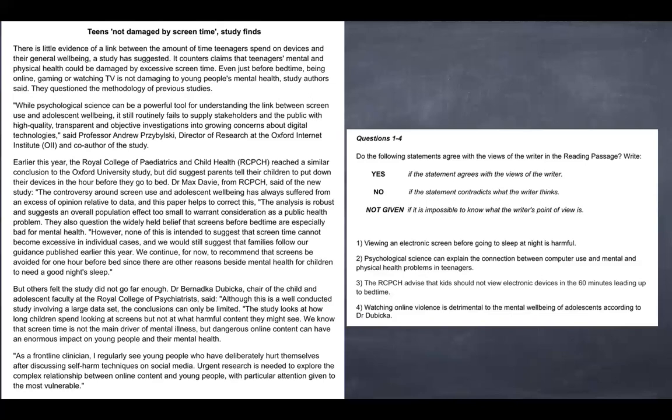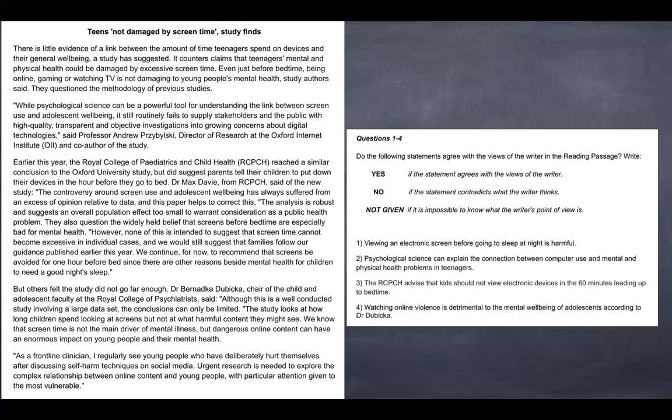If you see clearly in the first passage, third line, "even just before bedtime." So bedtime is what? Before going to sleep. That is the paraphrasing. Being online, gaming or watching TV is not damaging. Damaging means harmful. What is it saying? Gaming or watching TV is basically viewing an electronic screen.